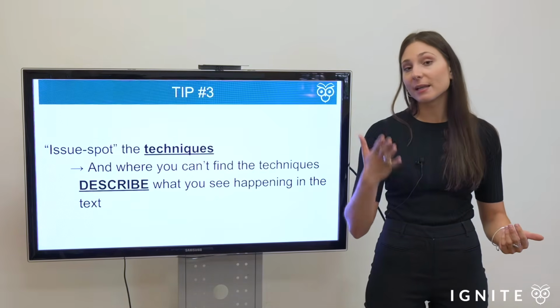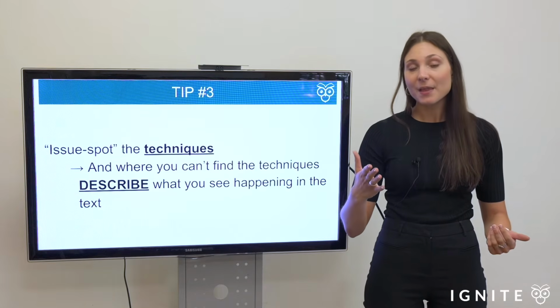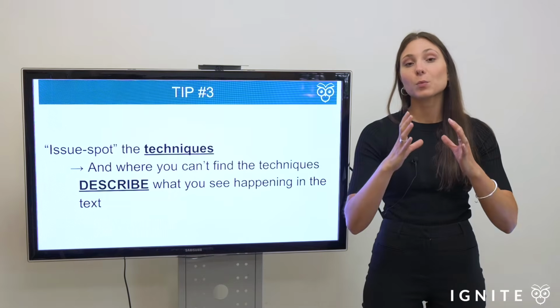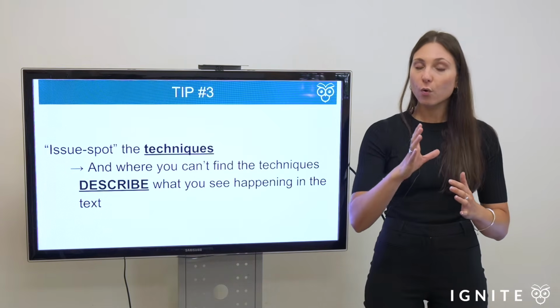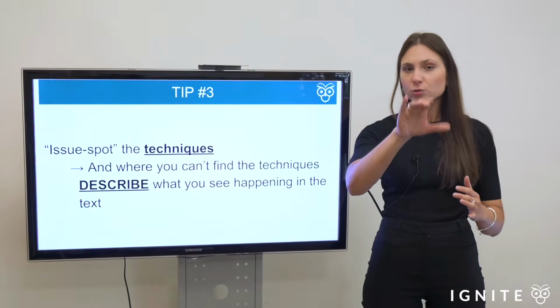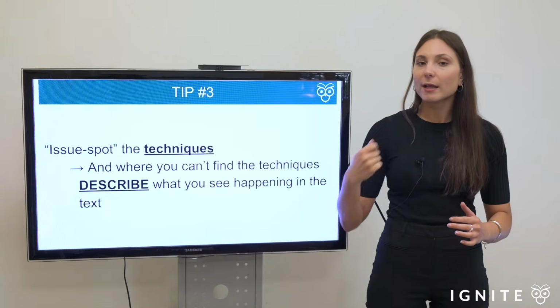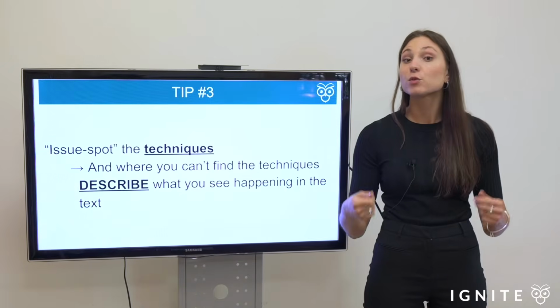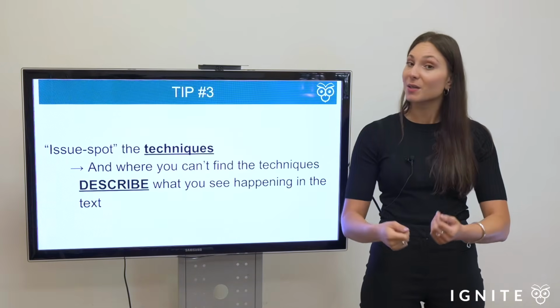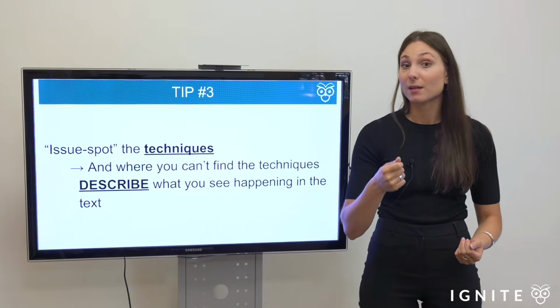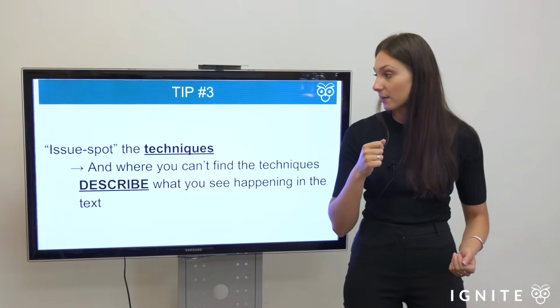And when you do that, it enhances your analysis ability, and you don't feel so pressured to categorize through using techniques what's happening in the text. So of course, focus on issue spotting, try and find those techniques, but if you can't, at least describe how the language is working in the text, and that will give you some marks because you're still considering the construction of the text, and just because you're not labeling a technique doesn't mean you're not analyzing. So that's an important bit of advice as well.